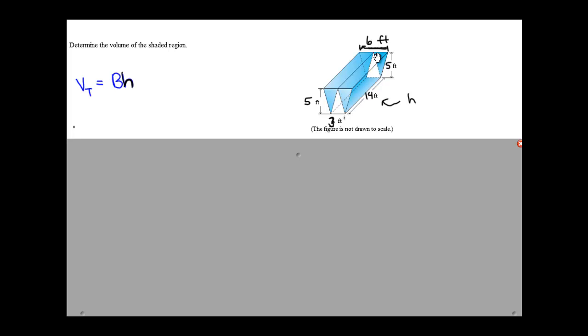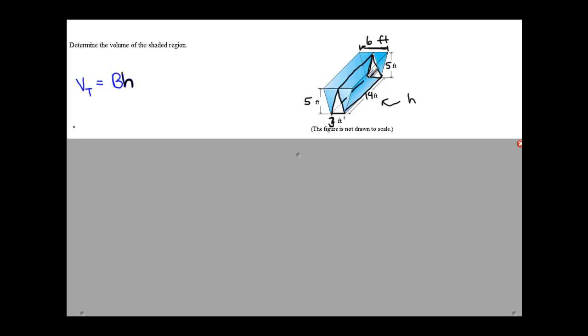Here's an example from 9.4 where we're determining the volume of a shaded region. So look carefully at your drawing. It looks like we have, first of all, a prism, and the bases on that prism are trapezoids. So we have a trapezoidal prism, and then if you look, we have another prism that's been cut out of that trapezoidal prism, and it has bases that are triangles.